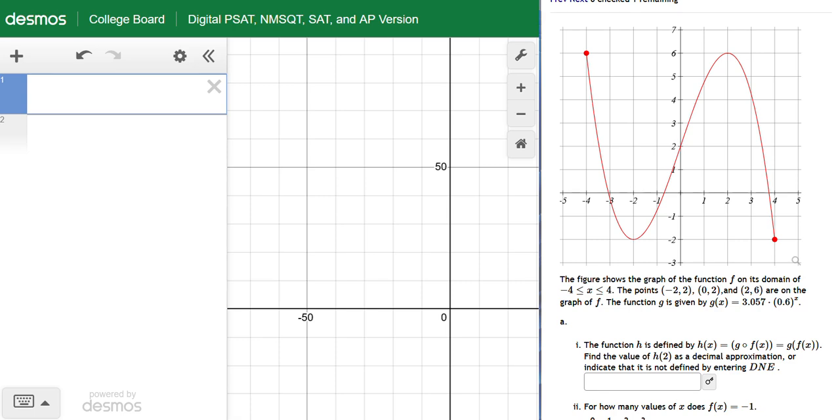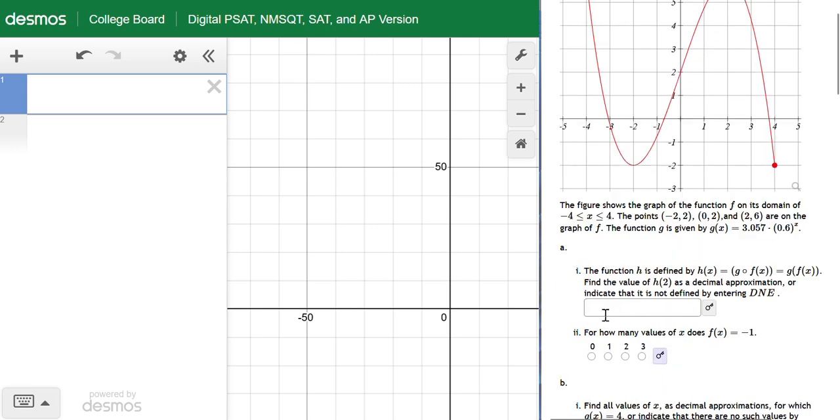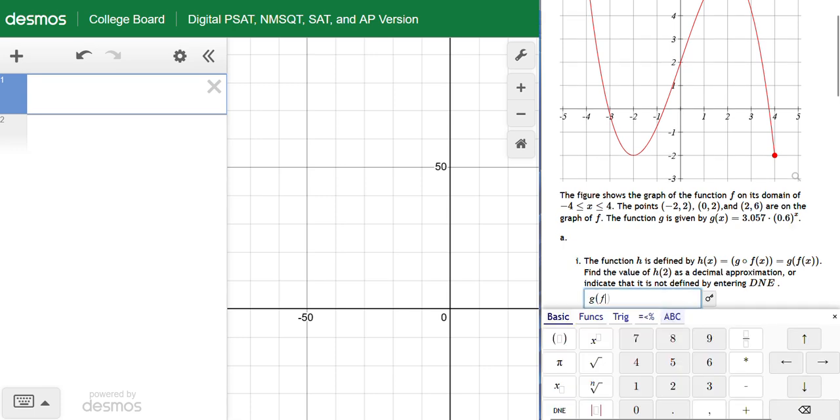So if we take a look at this first example, it gives us an f function in the graph and a g function as this equation. And so looking at the first problem is the composition of functions. It is g of f of x.